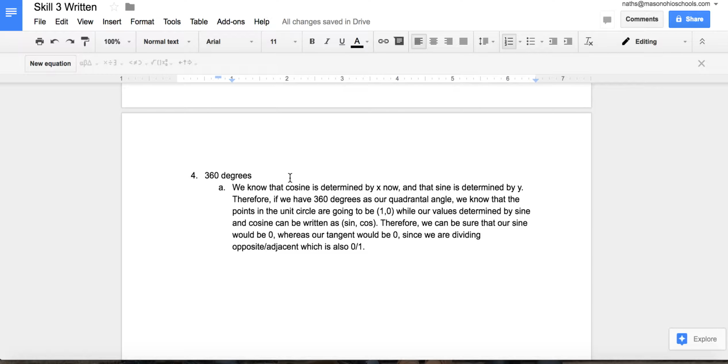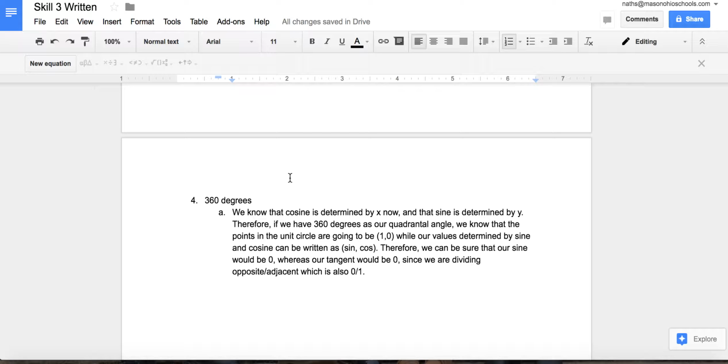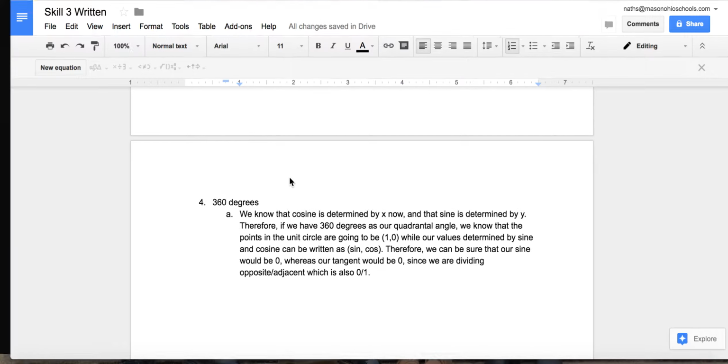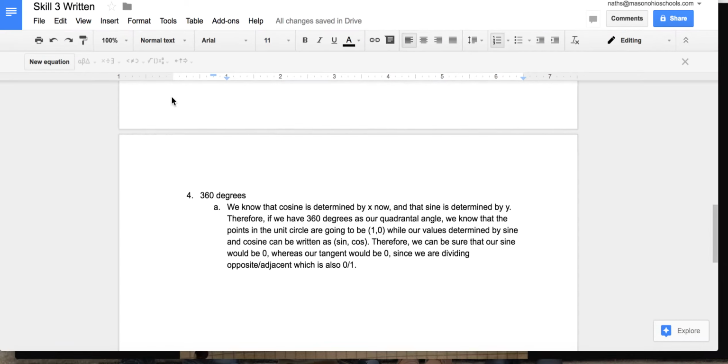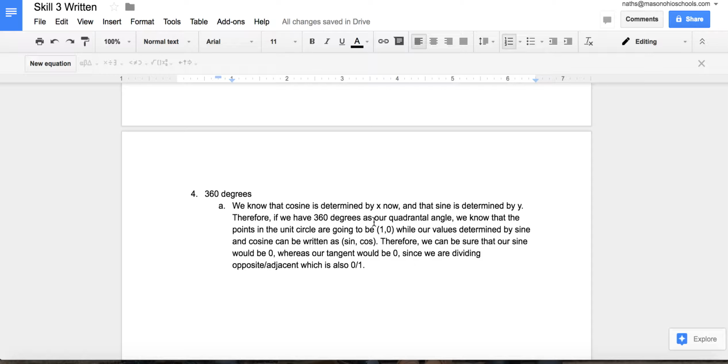I chose 360 degrees, or 2 pi, and we've determined now that cosine is determined by x and sine is determined by y. So if we have 360 degrees, we know that in our unit circle, the coordinate is going to be 1, 0. So like I said in here, our coordinates are 1, 0. So if cosine determines x and sine determines y, we can create the coordinate points cosine, sine, as you can see right here. So therefore we can assume that our sine is 1 and our cosine is 0.